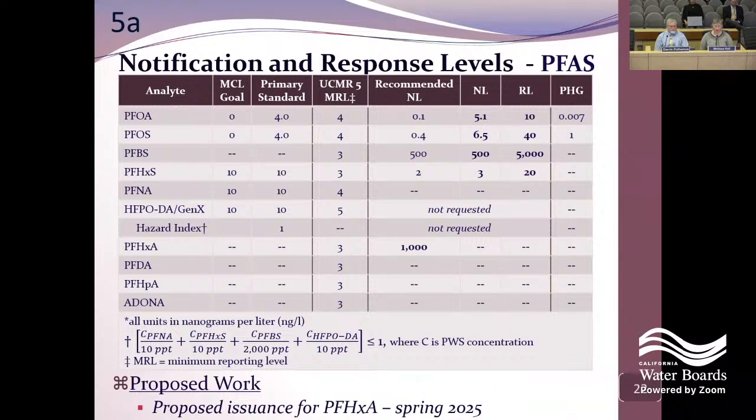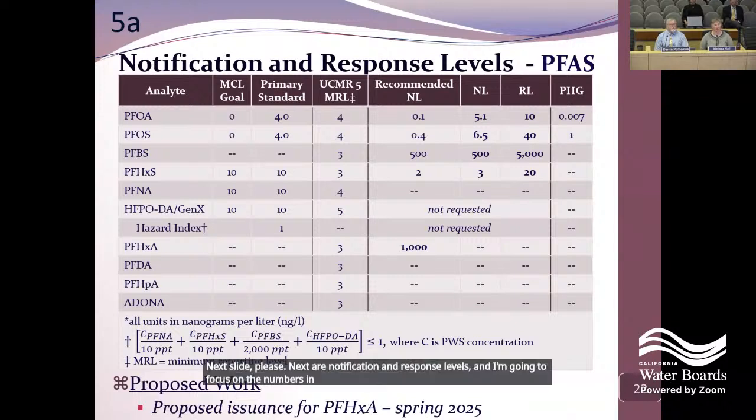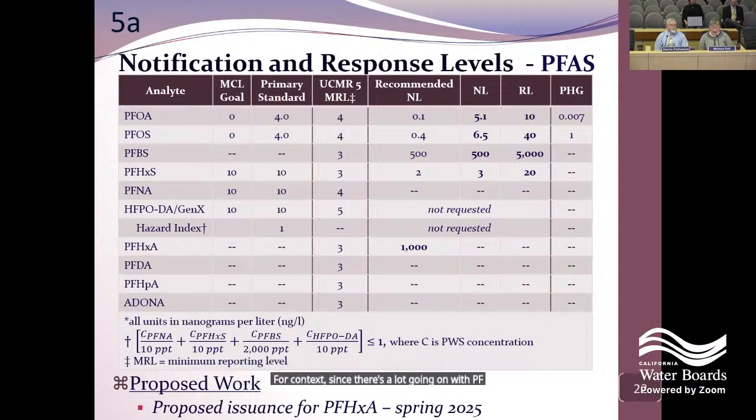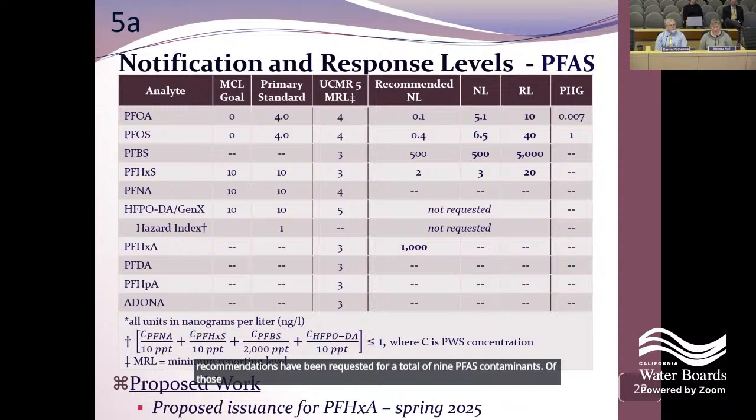Next are notification and response levels, and I'm going to focus on the numbers in bold here, but the rest are just provided for context since there's a lot going on with PFAS. Notification level recommendations have been requested for a total of 9 PFAS contaminants. Of those, notification and response levels have been issued for 4 of those: PFOA, PFOS, PFHXS, and PFBS.